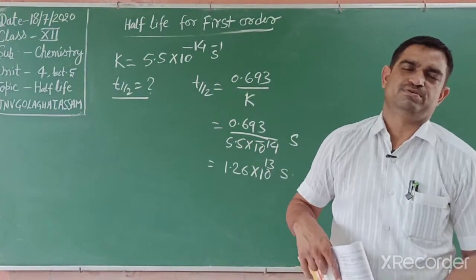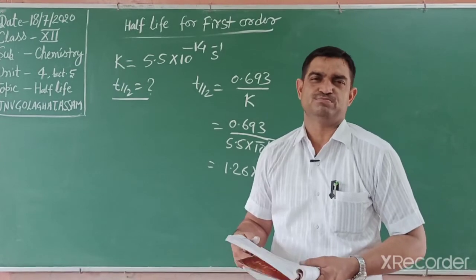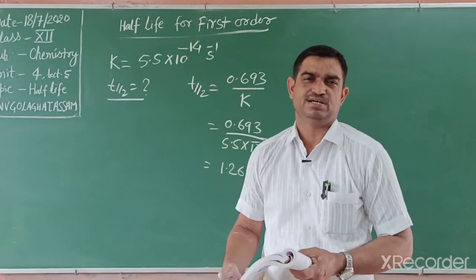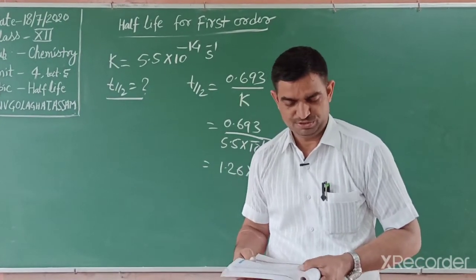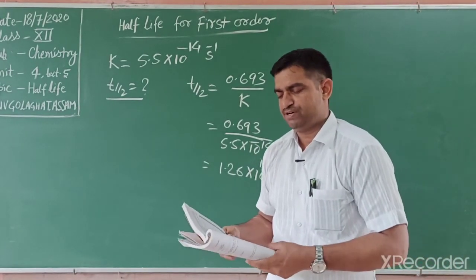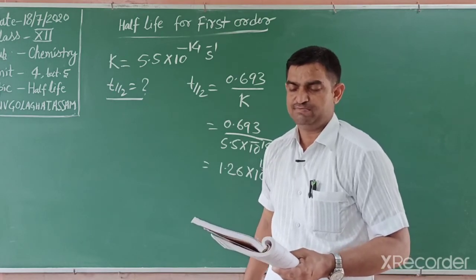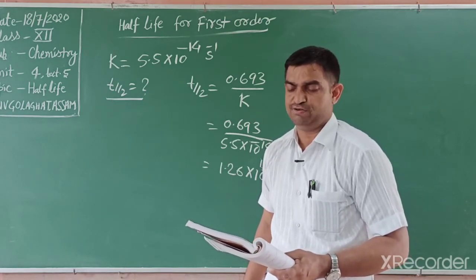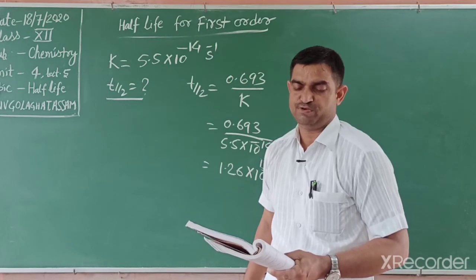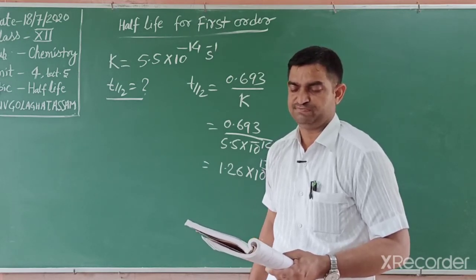Another numerical is given in your NCERT book, and that numerical comes in the CBSE exam 2-3 times. This year also this question comes. The question is this: show that in a first order reaction, the time required for completion of 99.9% is 10 times the half-life of the reaction.